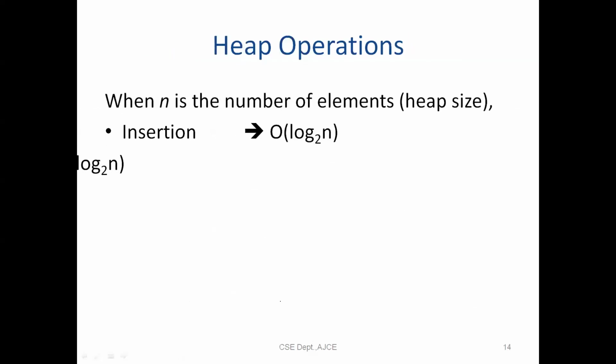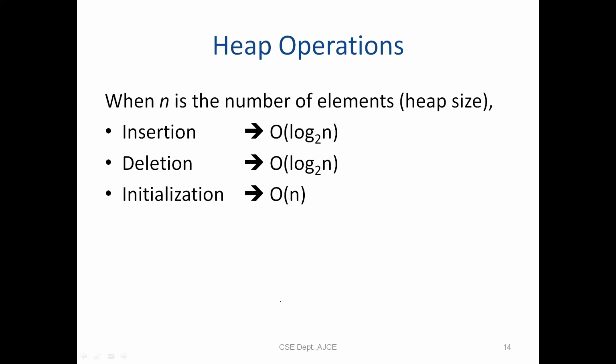Now, what are the different operations you can see here? Basically, it is a complete binary tree. So a complete binary tree has a height of log to the base 2 of n, where n is the number of elements in the tree. So insertion will be big O of log n to the base 2. Deletion also will be log n to the base 2.